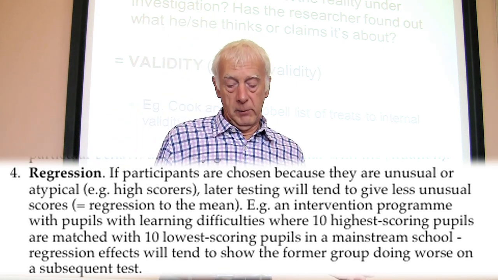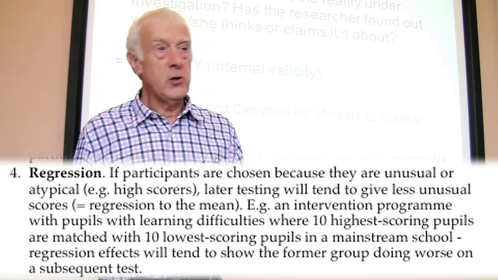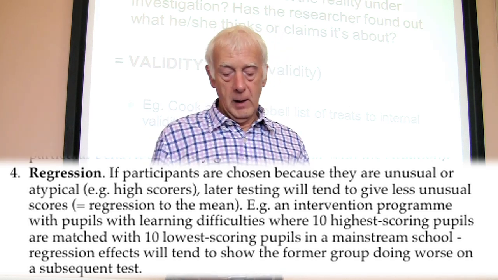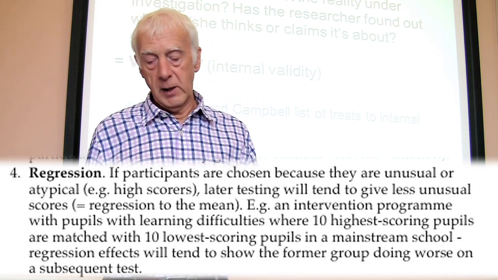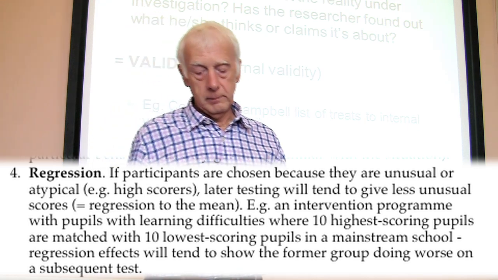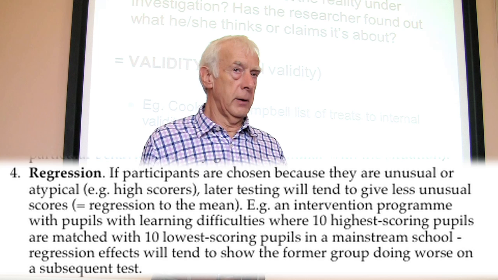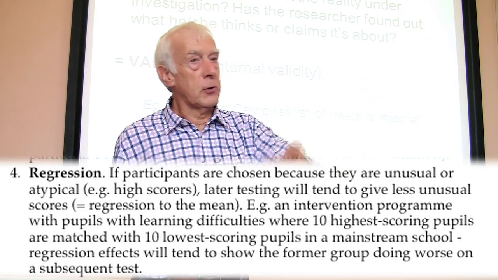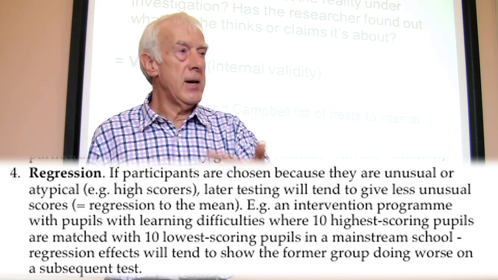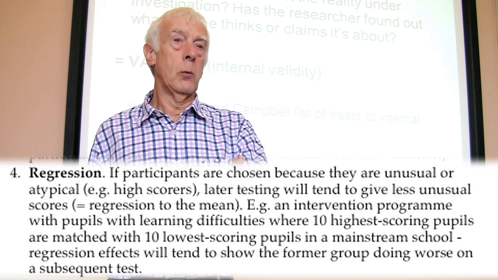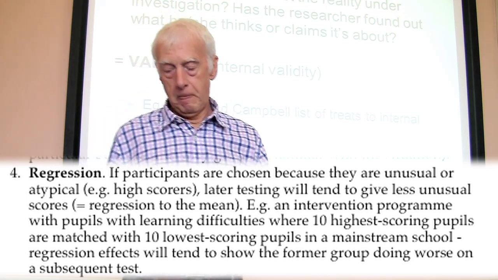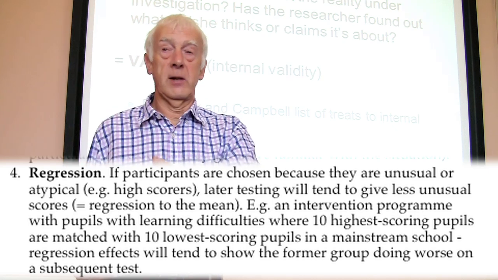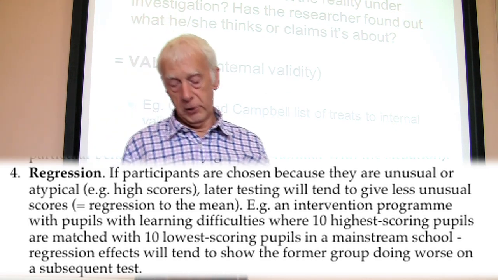In regression problems, the participants are chosen because they are unusual or atypical, for example, high scorers in some kind of educational test. Later testing of those same people would tend to give less unusual scores. It's called regression to the mean. If you pick high scorers, then when you score them again later on, their results will tend to be less extreme and more towards the mean of the population. And of course, the same goes the other way around. Take very low scorers and test them again, they'll tend to score better the second time around because they've moved towards the mean on average.